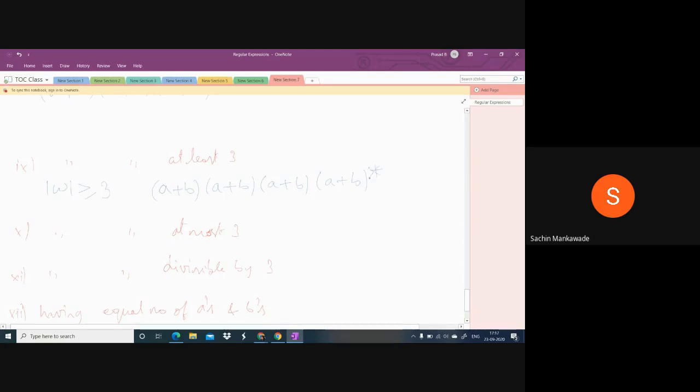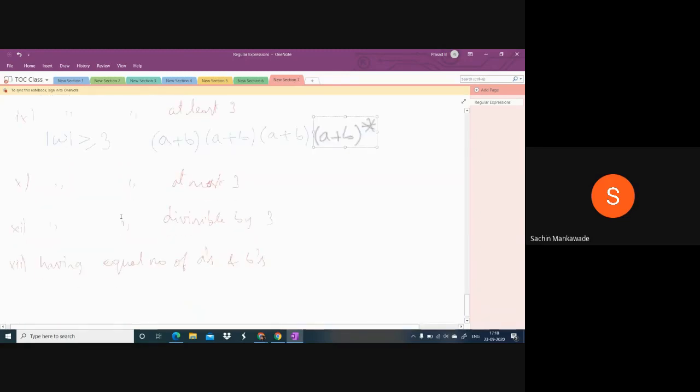What is the meaning of this whole expression? Any combination of A and B, including epsilon. So it gives only A's, only B's, or any combination of A and B, including epsilon. So this part is for length 3, and this is for after that. It means this is for length 3, and this is for more. It means you can get 4, 5, 6, and so on.